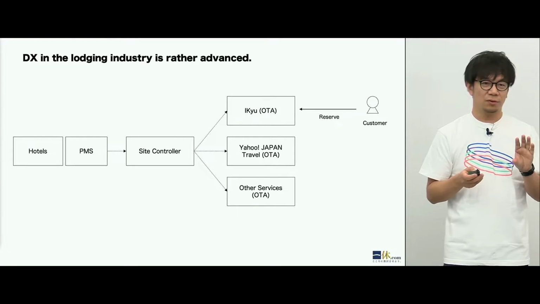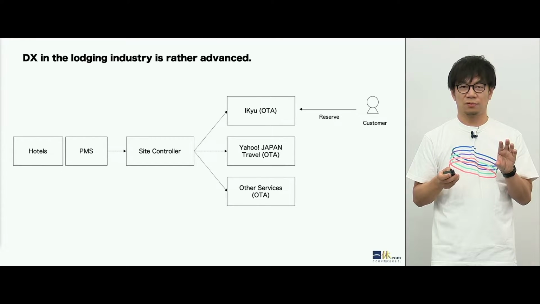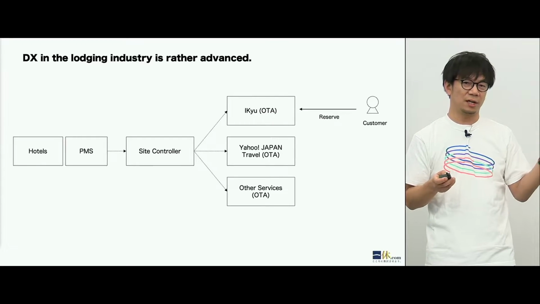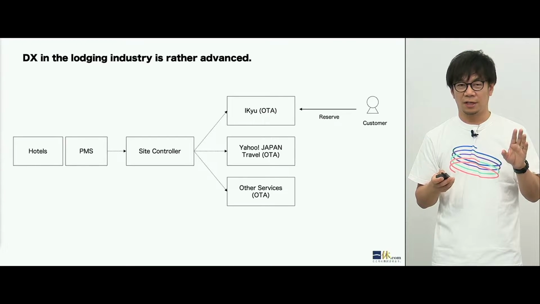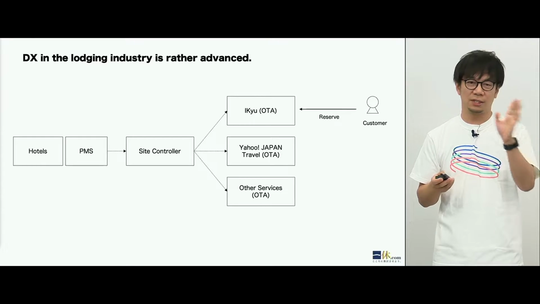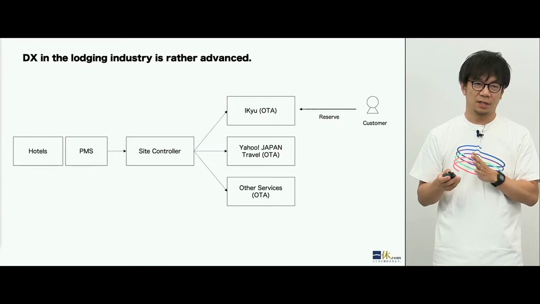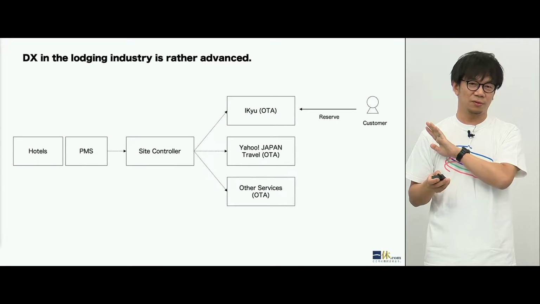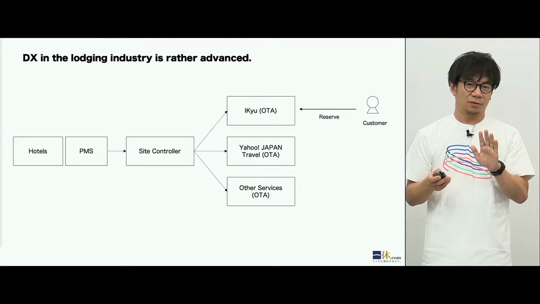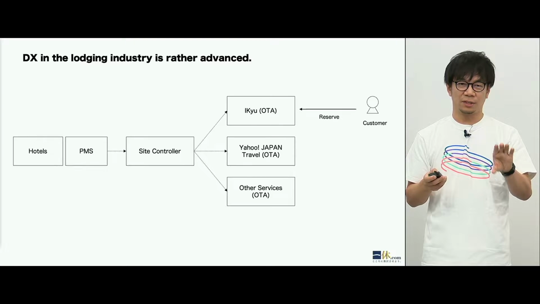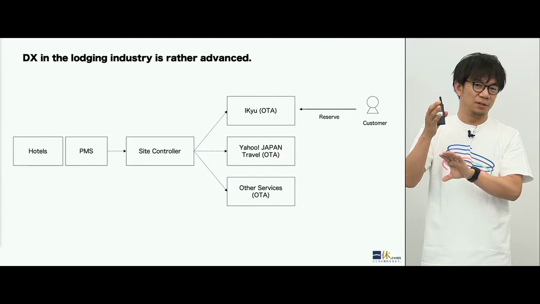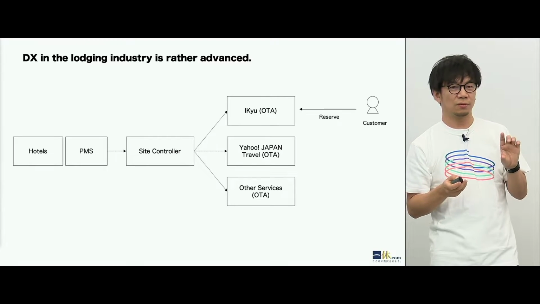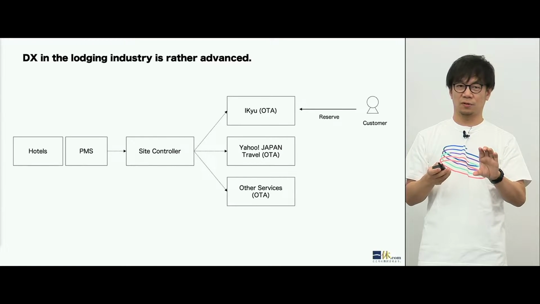And you see site controller in the middle of this diagram. Site controllers are linked to the online travel agency. It says OTA. The vacancy information is sent, and so inventory is managed in such a fashion. So EQ.com might receive a reservation, and Yahoo Japan Travel will receive a reservation, but there's only one vacant room. You have to choose. But then, if you cannot do that, there's going to be overbooking.